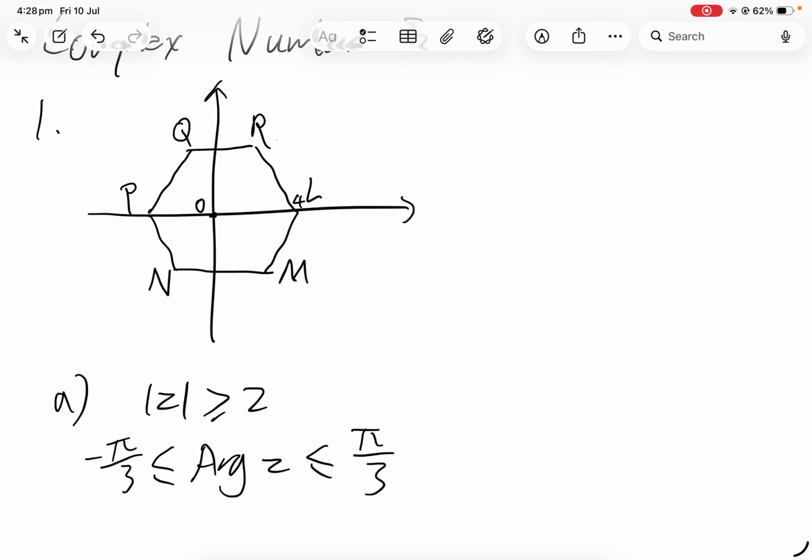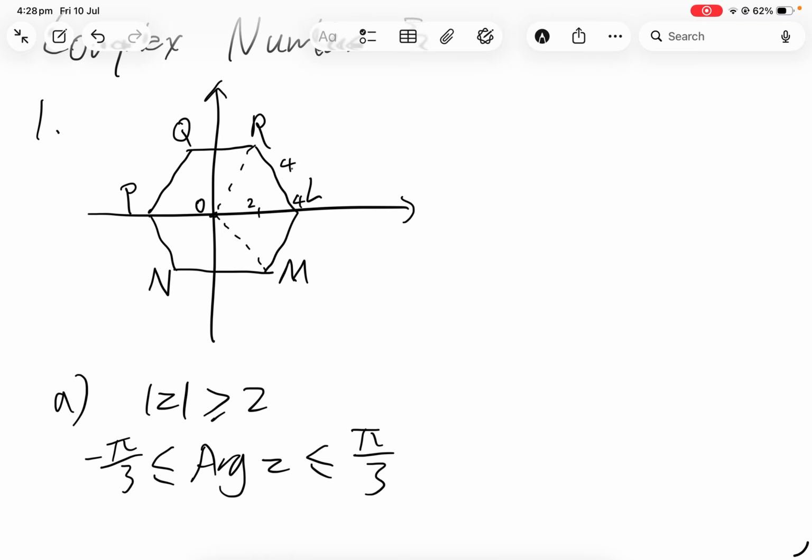Based on the diagram, let's just use the property of a regular hexagon. The angles are easy to do because we know they're equilateral triangles. That means each of these angles is 60 degrees, pi over 3. So the argument is bigger than this and smaller than this, so it's in between this angle here, and the magnitude is bigger than 2. So we'll say 2 is here.